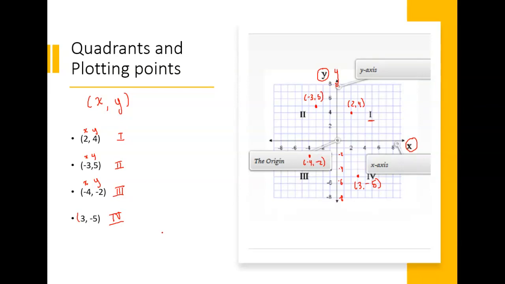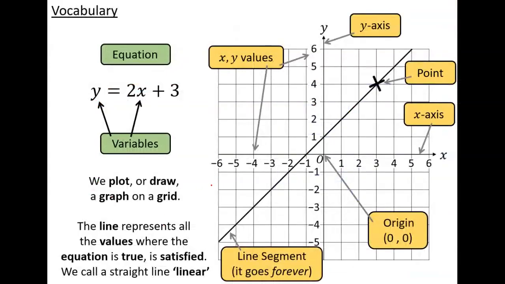Okay, so that's the basics of quadrants and just plotting points. That's a pretty important thing to know because we're going to have to plot several points in order to graph linear equations. So just a bit of vocabulary here. Anything that looks like this, that has our x's and our y's, our variables, we call an equation. And in this case, we call this a linear equation.